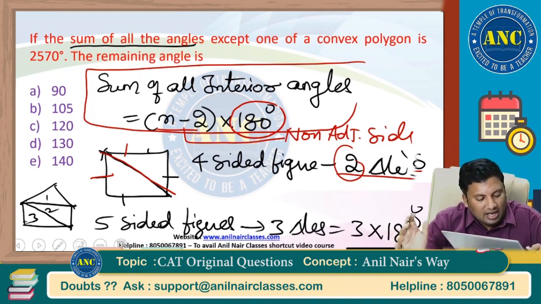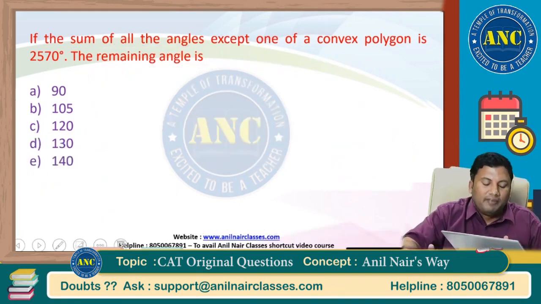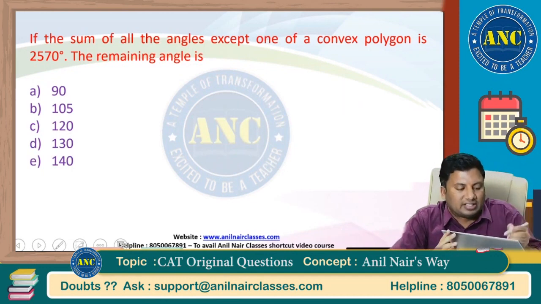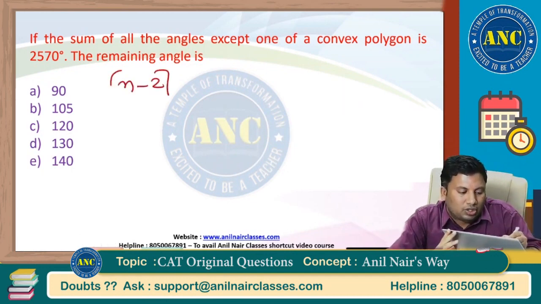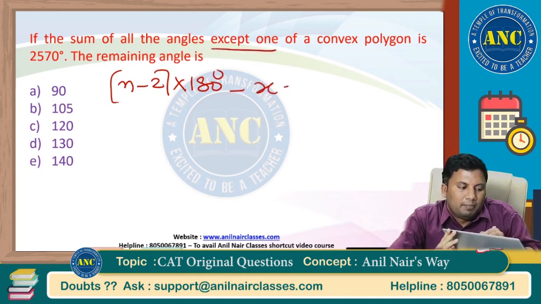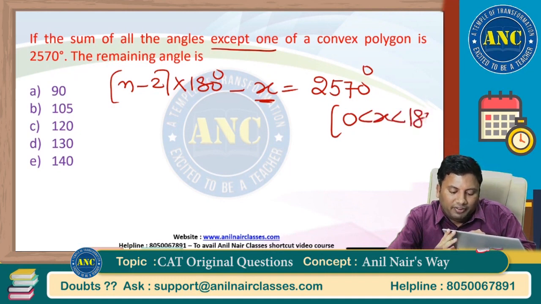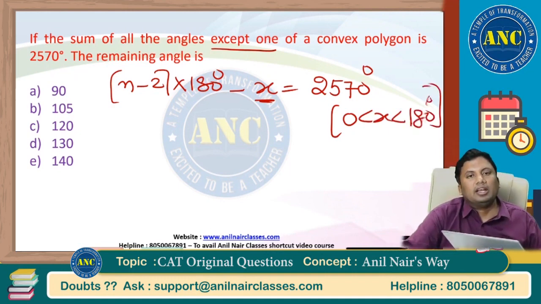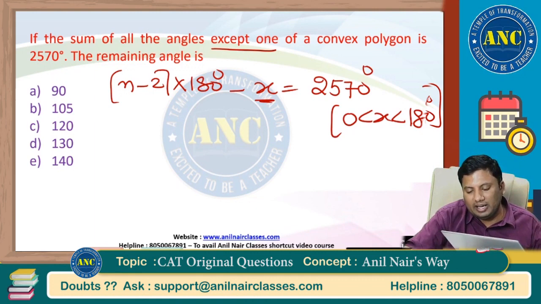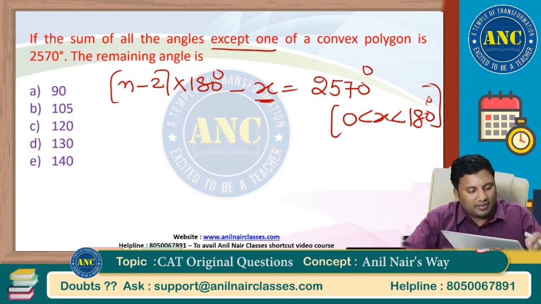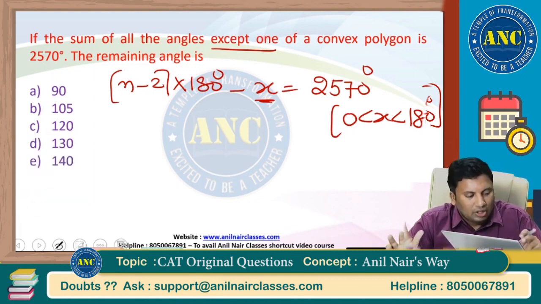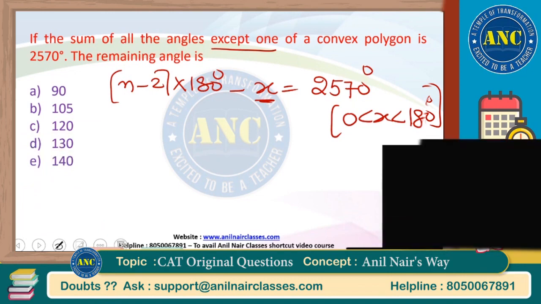Listen carefully to this approach, then the next question you can solve in seconds. n minus 2 into 180 degrees, except one angle, minus x, equivalent to 2570 degrees. This is a convex polygon. Every angle should lie from 0 to 180. n minus 2 into 180 minus x equivalent to 2570 degrees. Now see here. You don't need to solve for n and x. That's the idea.